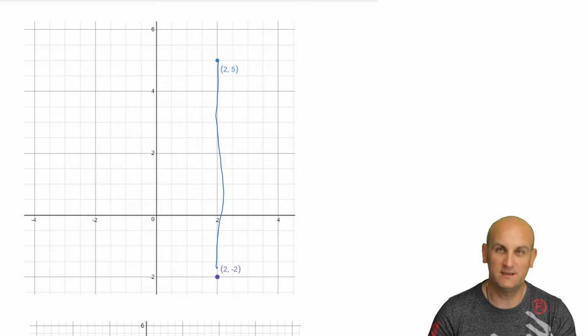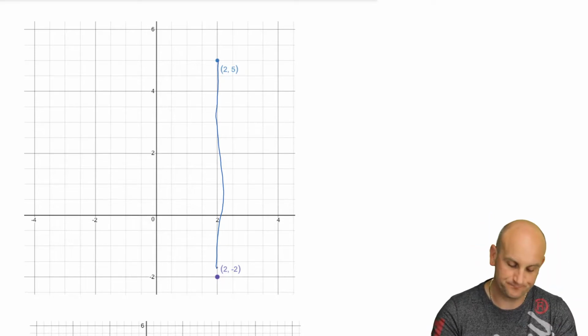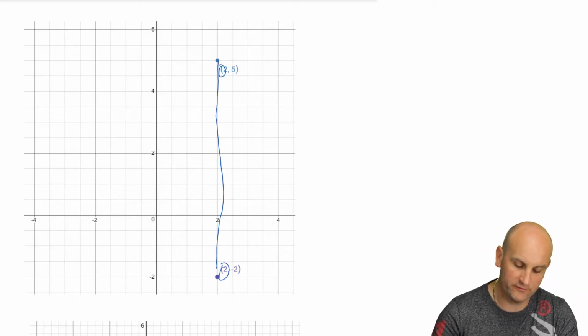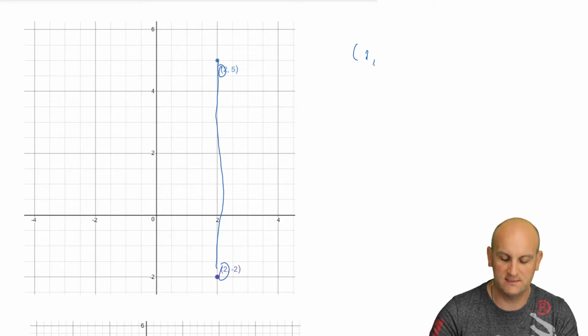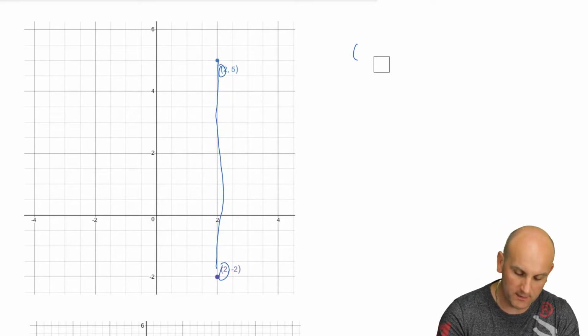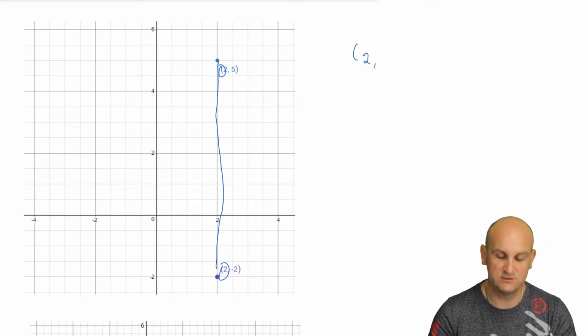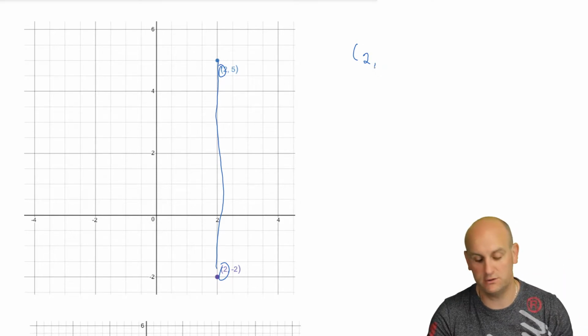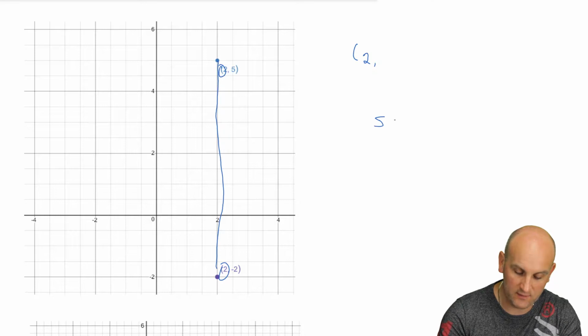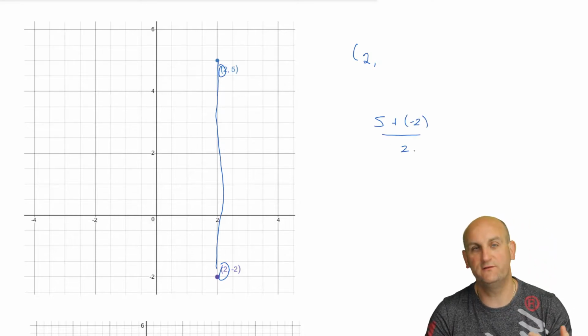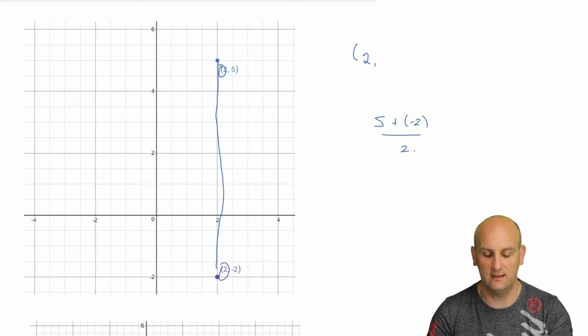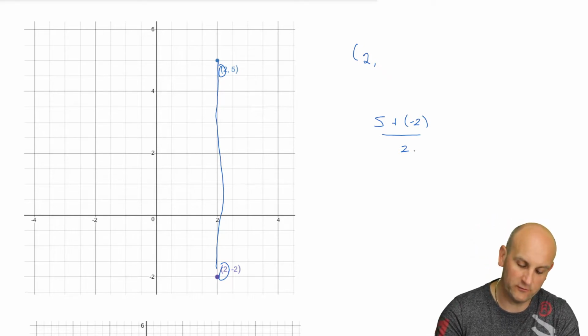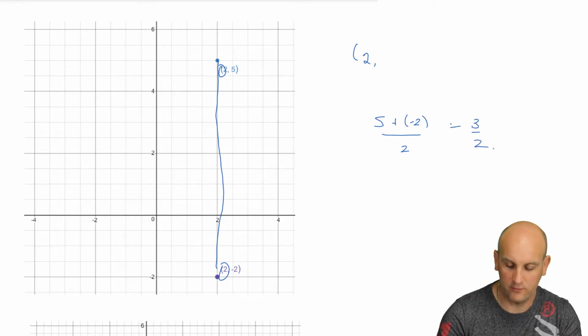Basically, long story short, because it's a vertical line, notice that my x coordinates are the same. So I know that my midpoint is going to start with 2. All I've got to do is find the midpoint between 5 and minus 2. Well, the same thing: 5 plus minus 2 divided by 2. Easiest way to find the middle of 2 points: add them together and halve them. So 5 plus minus 2 gives me 3, 3 on 2.